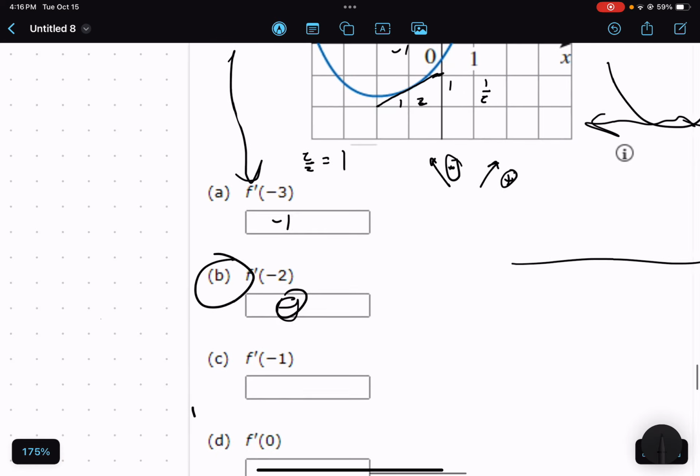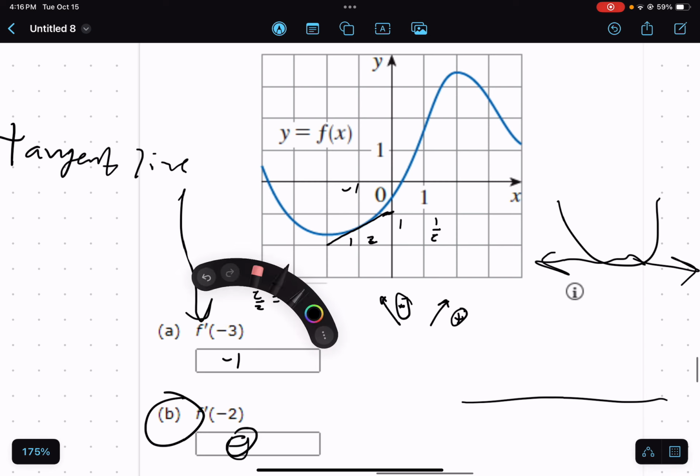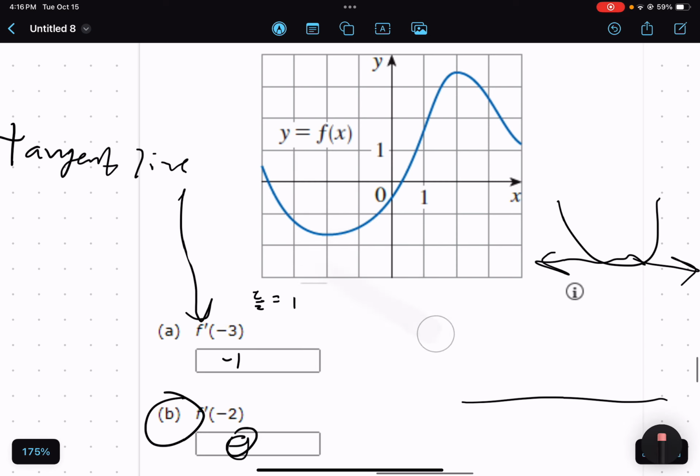And then when we look at 0 over here, you're going to again trace another tangent line, and you should get 3 over 2, which is just 1.5, and you should get a positive 1.5.